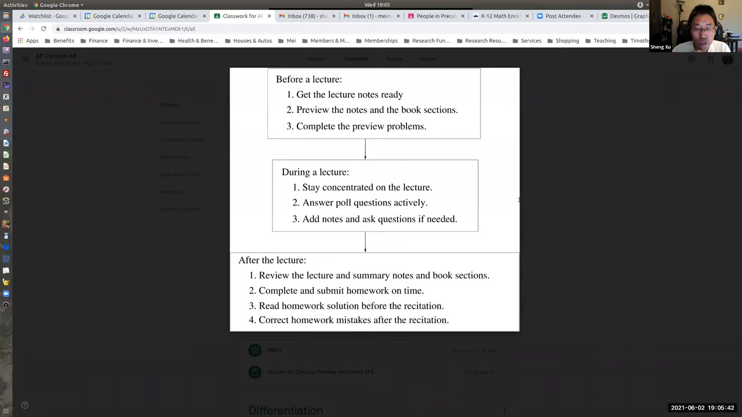After the lecture, please review the lecture and the summary notes in the book sections, and complete and turn in homework on time, okay? And we have a recitation for each lecture. So please read the homework solution before the recitation. And then after the recitation, you can correct the homework mistakes.